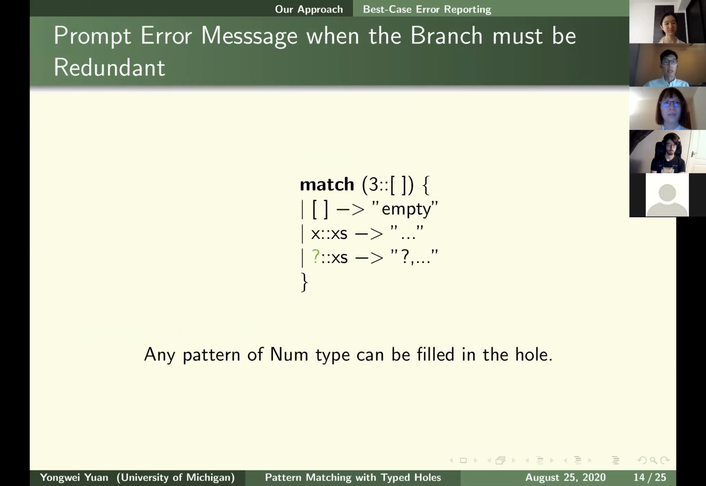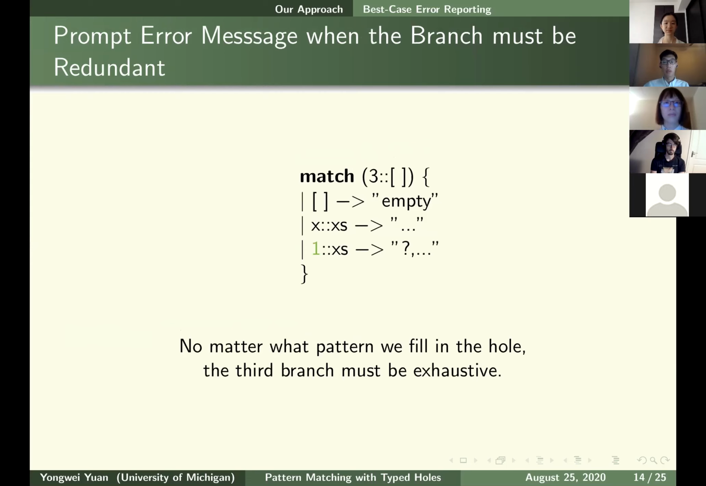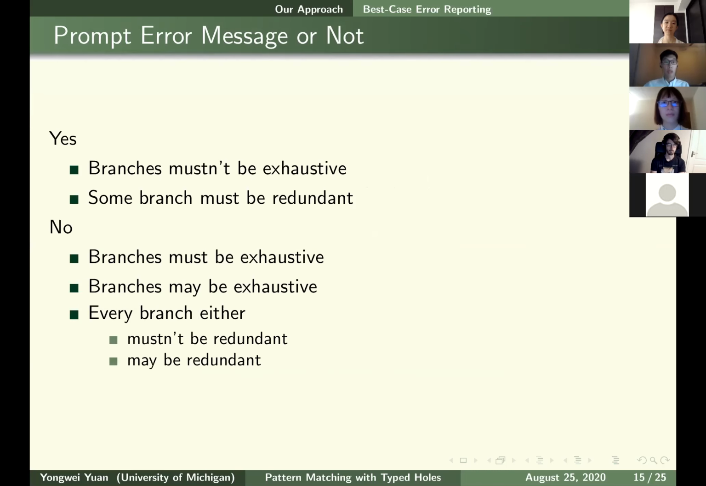There are also cases when some branch must be redundant, no matter what pattern we fill in the hole. For example, if we fill in 1 or a variable, the first branch has already covered all the cases, and thus the third branch can never be reached. Then the program should report an error on the third branch. To summarize, we only prompt the error message when the branches must not be exhaustive, or some branch must be redundant.